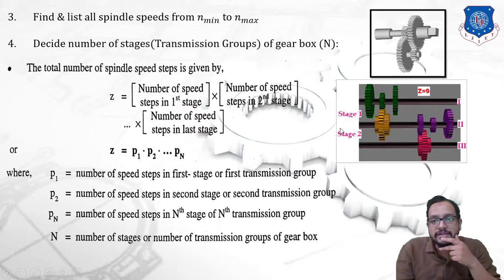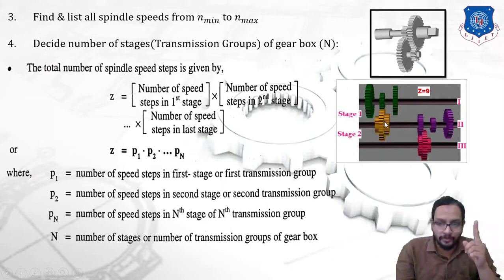Okay, so first and second shaft you can see. Let's say the first is the input shaft, the second is the intermediate shaft, and the third one is the output shaft. Now the power transmission takes place from the input shaft to the intermediate shaft. So this constitutes the first stage, stage number 1. Now the maximum spindle speeds that could be transmitted would be 3, right?